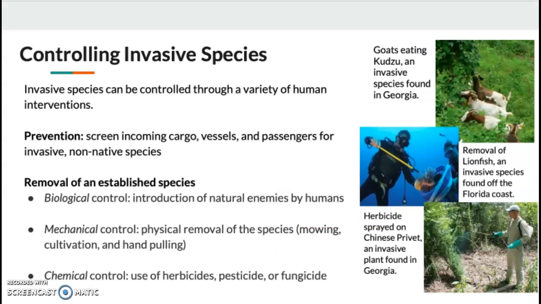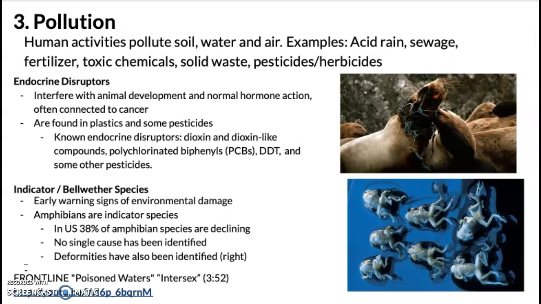We can control invasive species. The first option would be to prevent them from even entering that habitat. If they do enter, we can use biological controls, so introducing a natural enemy. We can use mechanical controls, which would be physically removing that species, or we can use chemical controls, which would be some sort of herbicide, pesticide, or fungicide, which would kill that species.